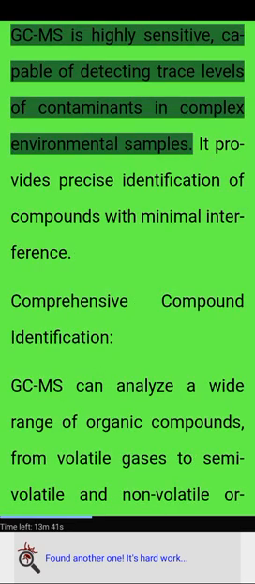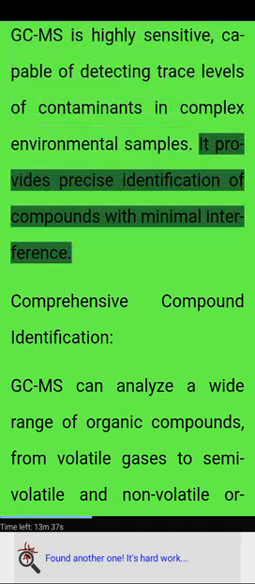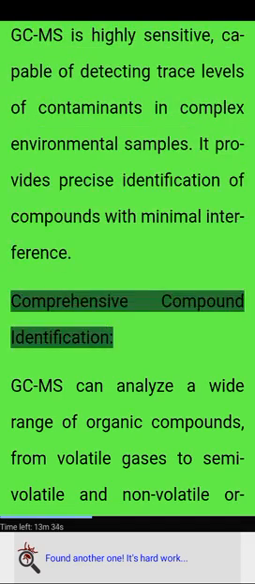Advantages of GCMS: high sensitivity and precision. GCMS is highly sensitive, capable of detecting trace levels of contaminants in complex environmental samples. It provides precise identification of compounds with minimal interference. Comprehensive compound identification.